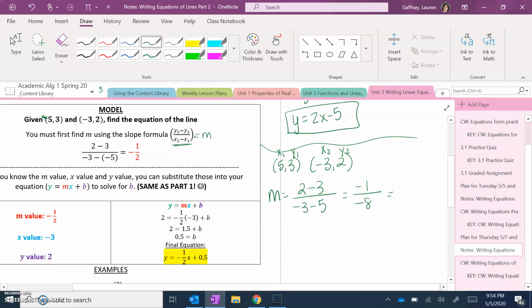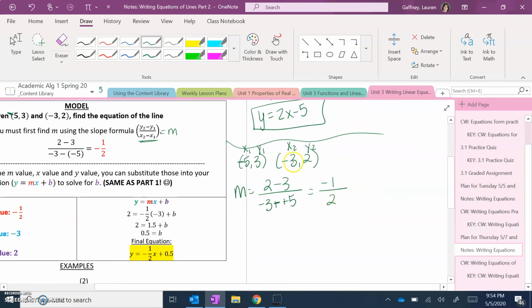Okay, so let's backtrack 1 second. So let's be super careful here. So -3 minus a -5. So this would really turn to plus. So this is going to be a 2. So my slope should be a -1/2 here. Okay, sorry about that. So now we have an m and we have a point.